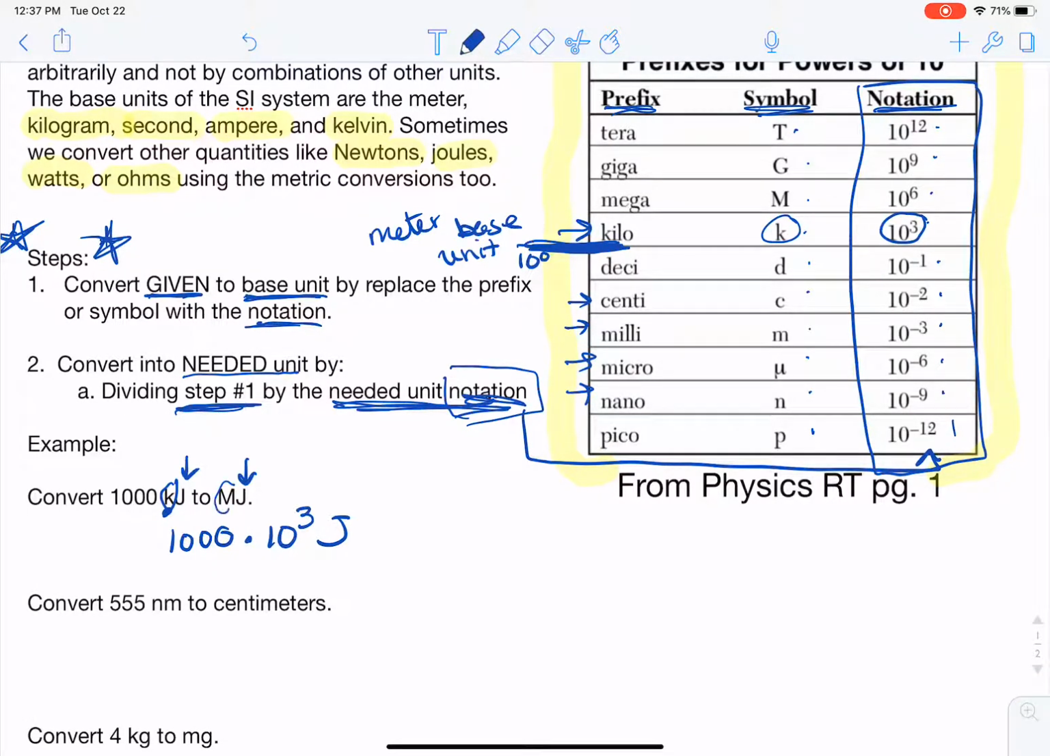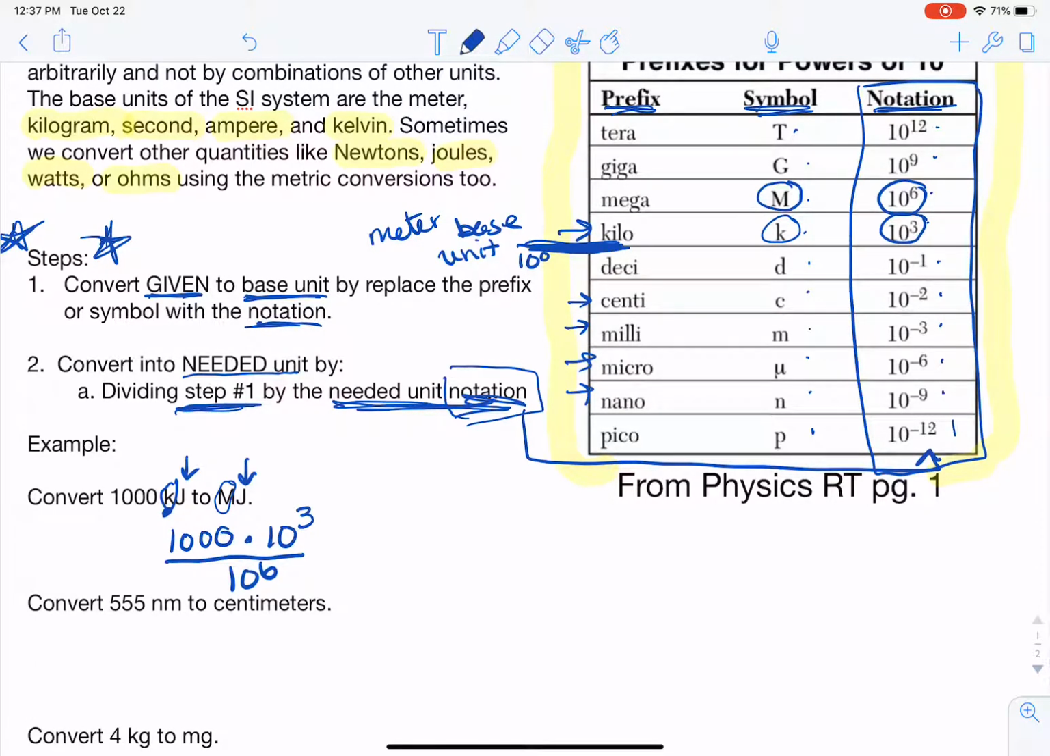So if we're going to megajoules, which is a capital M, we look at our table and see megas right here. We are going to divide what we got by 10 to the 6th. So this would be 10 to the 6th. At this point you have a few options: you can just plug it into your calculator, or if you know how to solve this mathematically without the calculator, you can do that.